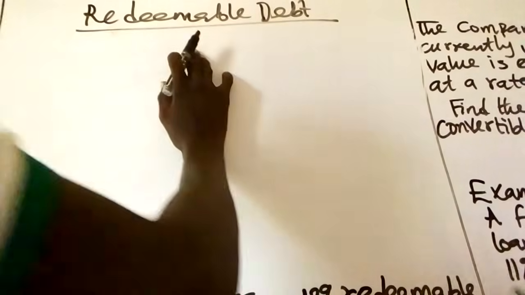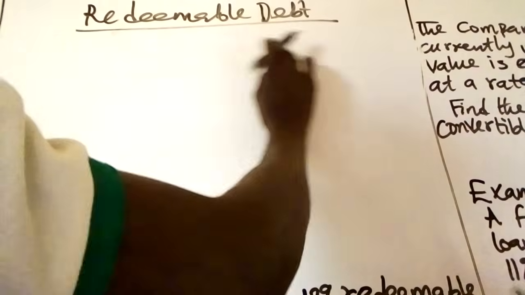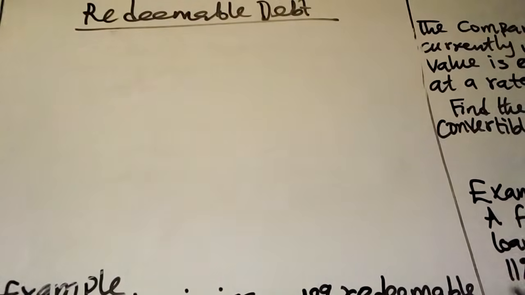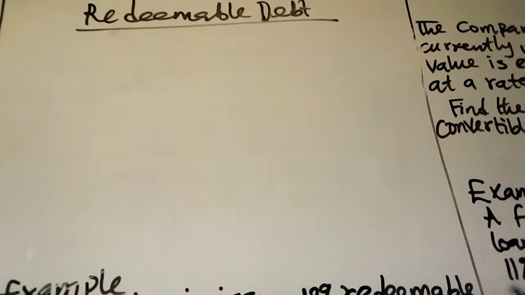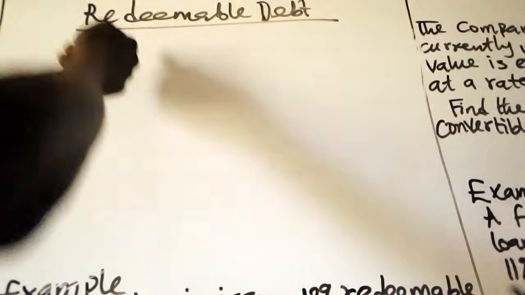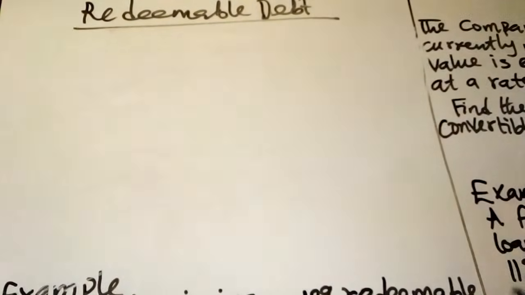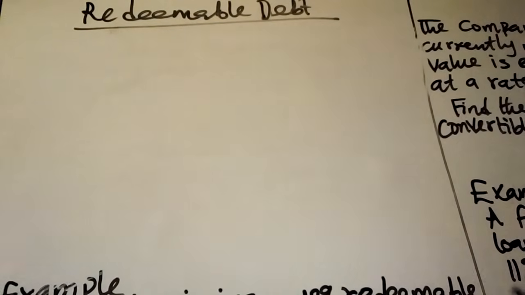But for this one, interest will be paid till the principal is repaid. Interest is paid until the repayment or redemption of the principal. Interest will be paid until the principal is to be redeemed or repaid. So, I want you to take note of this.